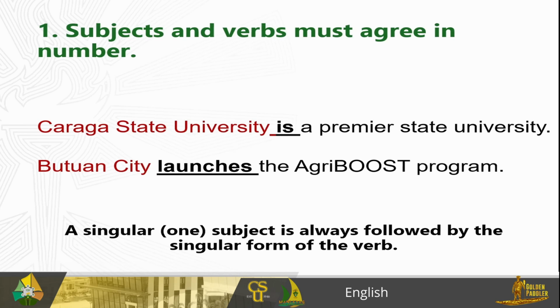For example, Caraga State University is a premier state university. Butuan City launches the AgriBoost program. A singular or one subject is always followed by the singular form of the verb. In these examples, Caraga State University is singular, therefore the verb is. And in the next example, Butuan City is also singular, that is why we have the verb launches.